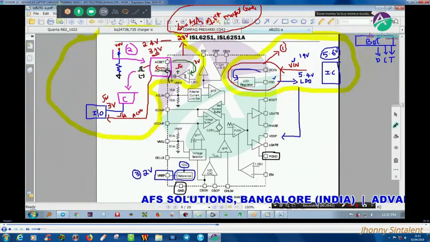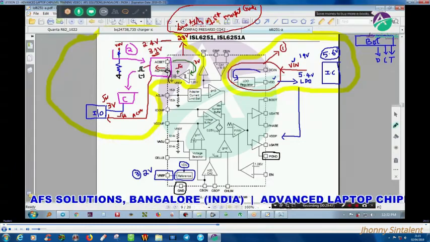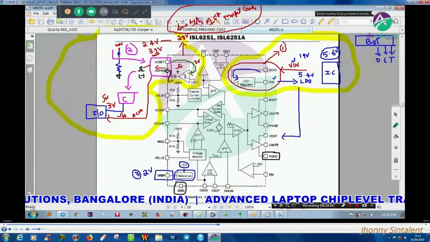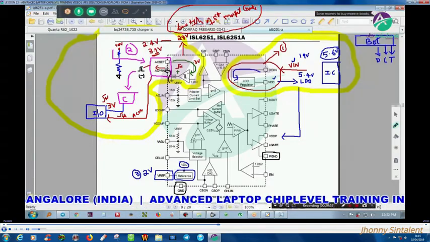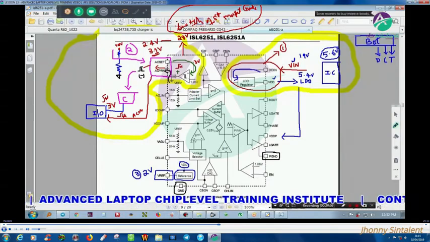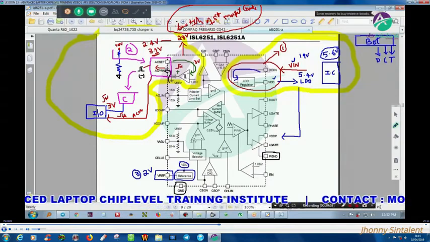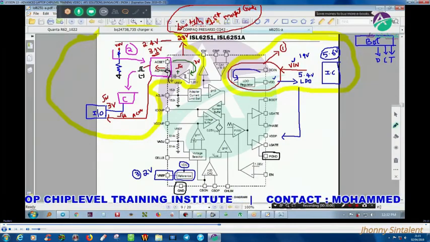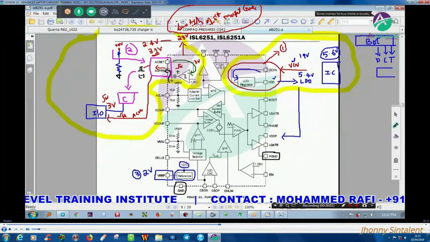But in some circuits, where the first MOSFET is getting 28 volts, in that type of ICs, data and clock will go to the charging IC also, but in this architecture we don't have data and clock. Okay, that means this data and clock are going only to the IO controller.